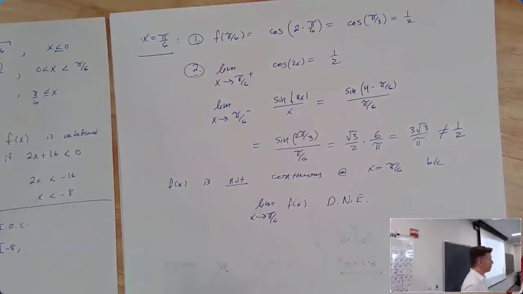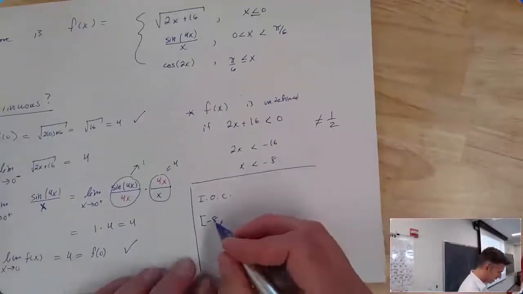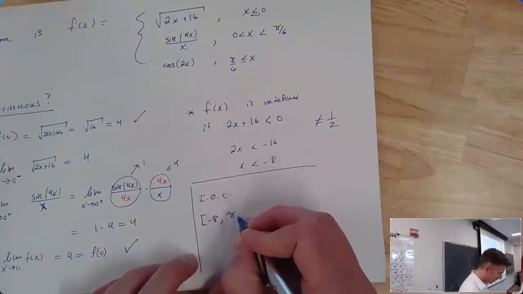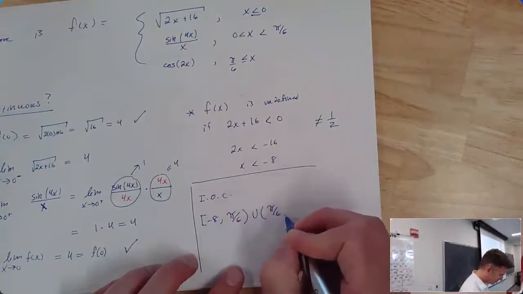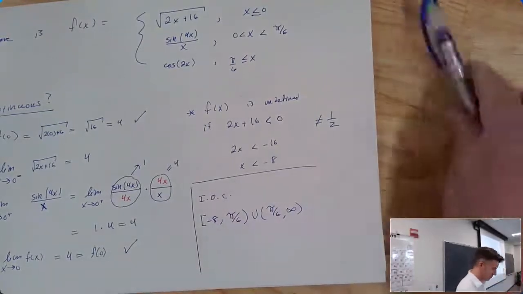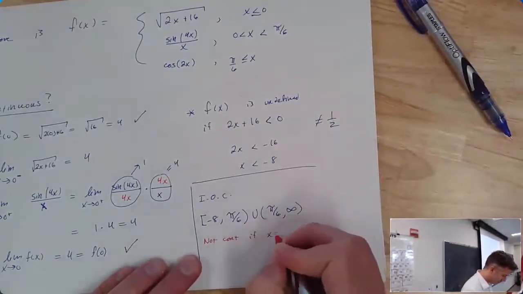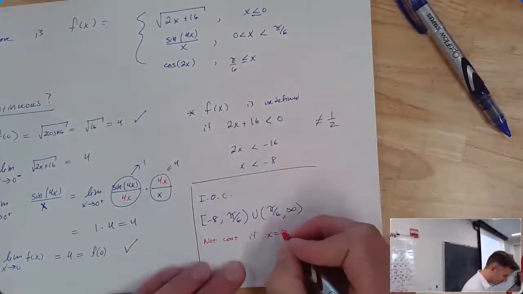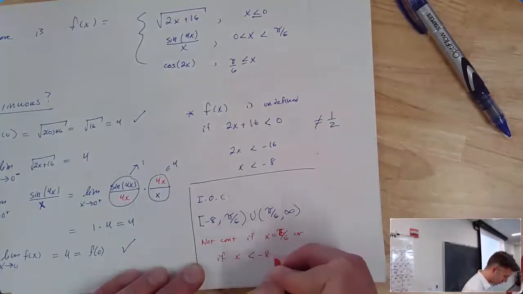Okay, so back to answering the question. We've shown it's continuous at 0. We've shown it's not continuous at pi over 6. We also know it's not defined if x is less than -8. So we're going to say it's continuous on the interval from -8 all the way up to pi over 6, and then everything after pi over 6. Not continuous if x equals pi over 6, or if x is less than -8.